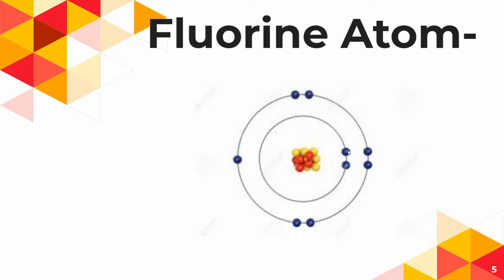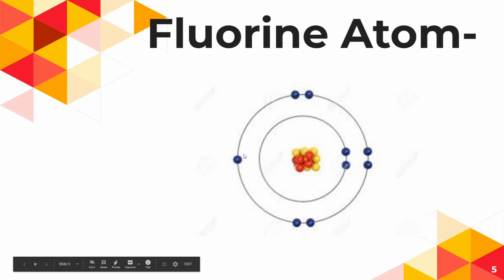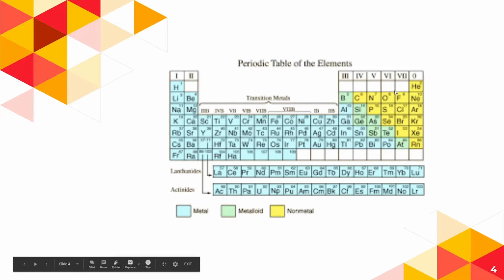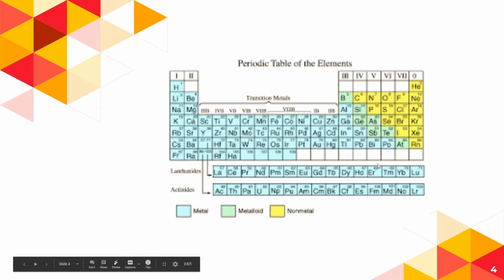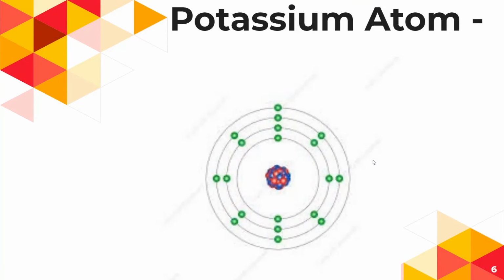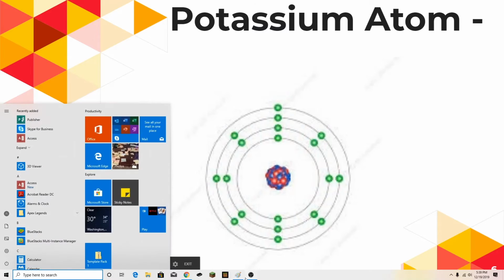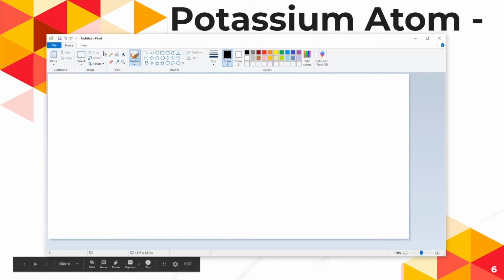Here's an example. There's a fluorine atom. There's 7 valence electrons. Fluorine's also here. There's 7. Noble gases already have 8 valence electrons, so they're fine. And this is a potassium. There's 1 valence electron, so it's easier for it to give away 1. I'll show you how to do it.